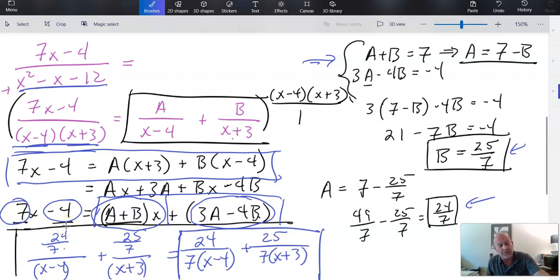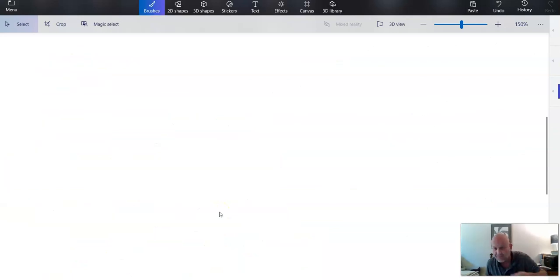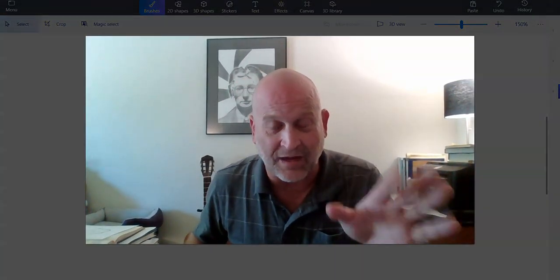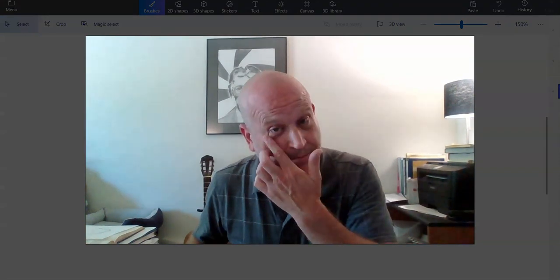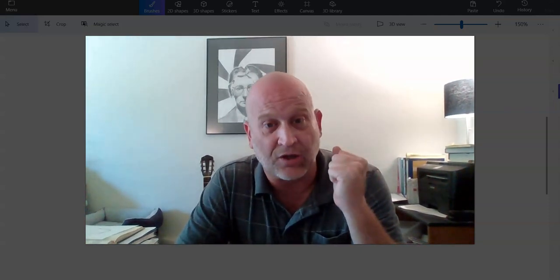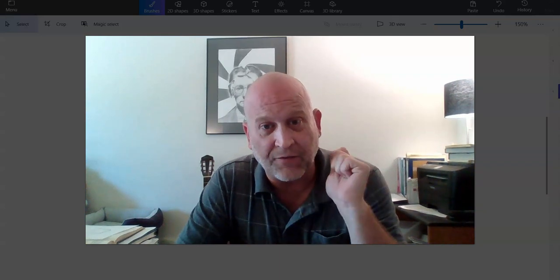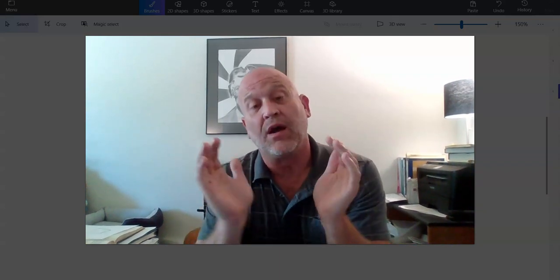Okay, so that's two examples, and we're going to look at a third now. The third one is actually going to have three factors in the denominator. Before we start this last fraction, there are a couple of other cases that we're not looking at in this lecture for partial fraction decomposition.